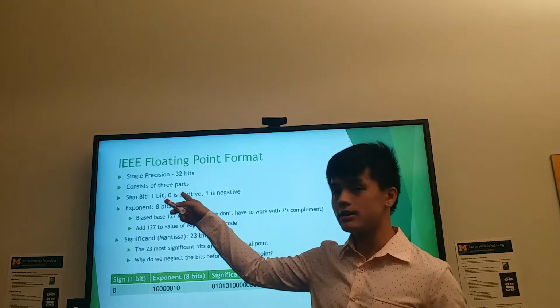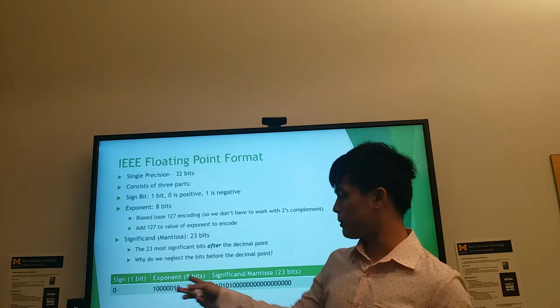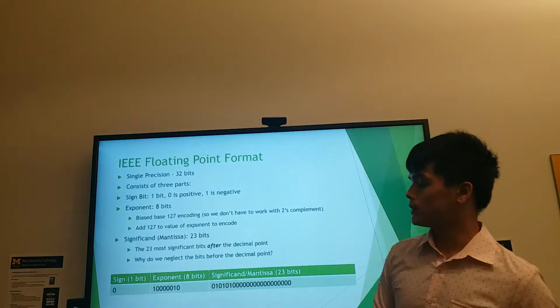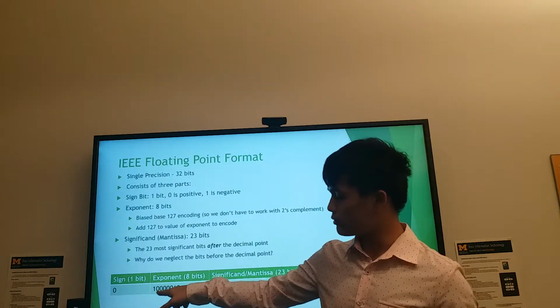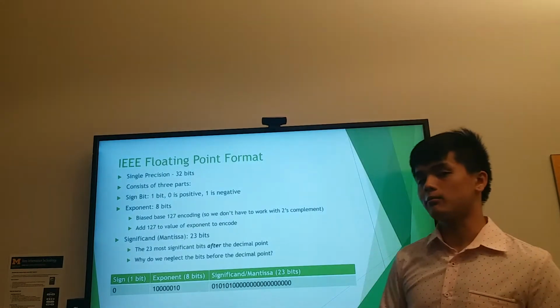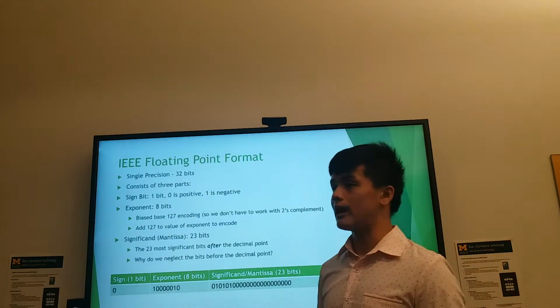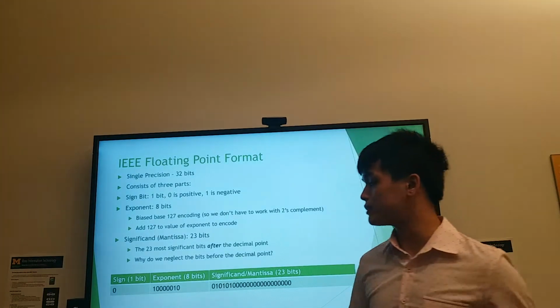Yeah, so if we take a look at this example, we have a sign bit 0, which means it's positive. We also have an exponent of 8 bits like that, but for the actual exponent we have to decode this number, and then we have to subtract 127, and in that way we'll get the actual exponent we're trying to look for.